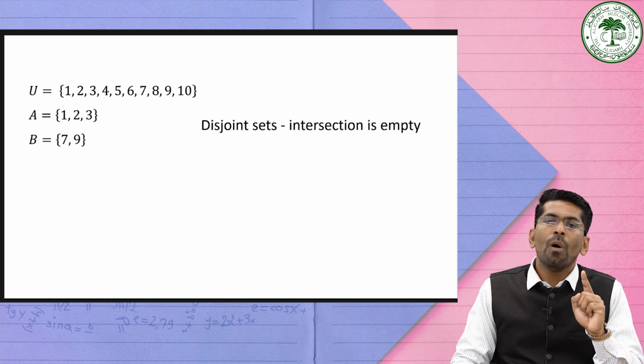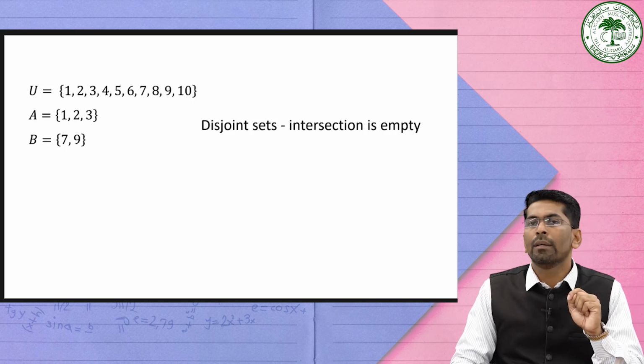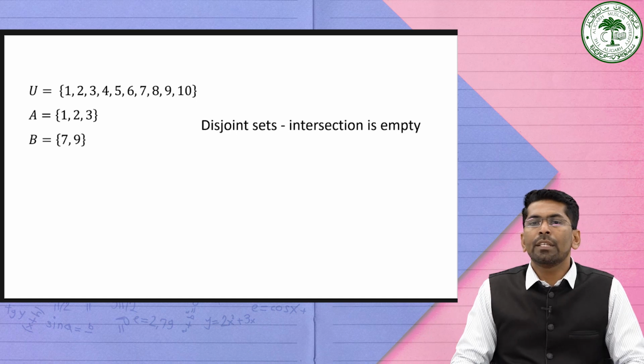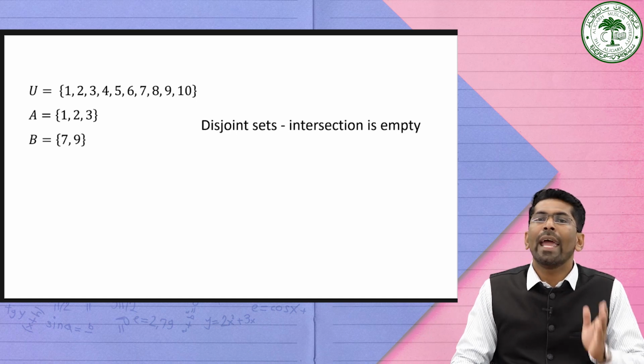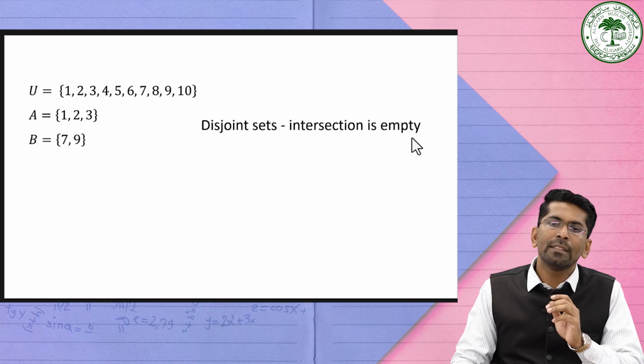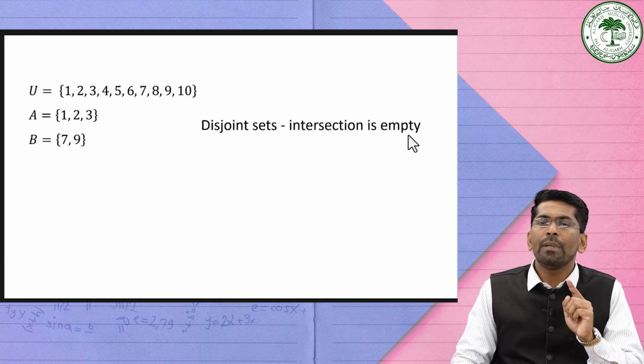That means there are no elements in common. In other words, the intersection of disjoint sets is an empty set. That is, the intersection in this particular case is the empty set.